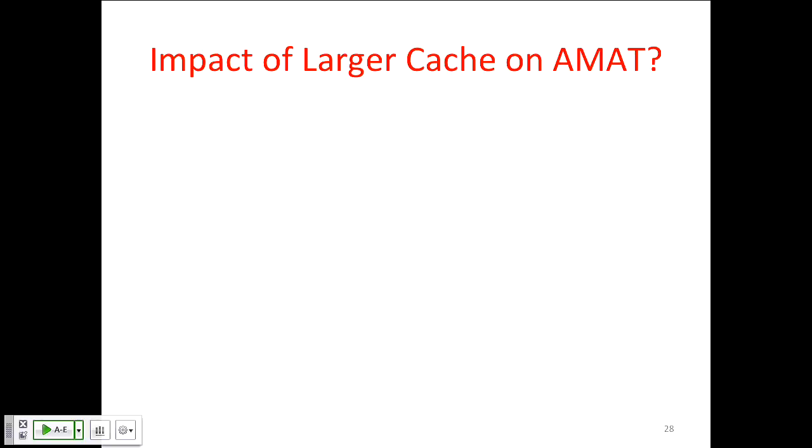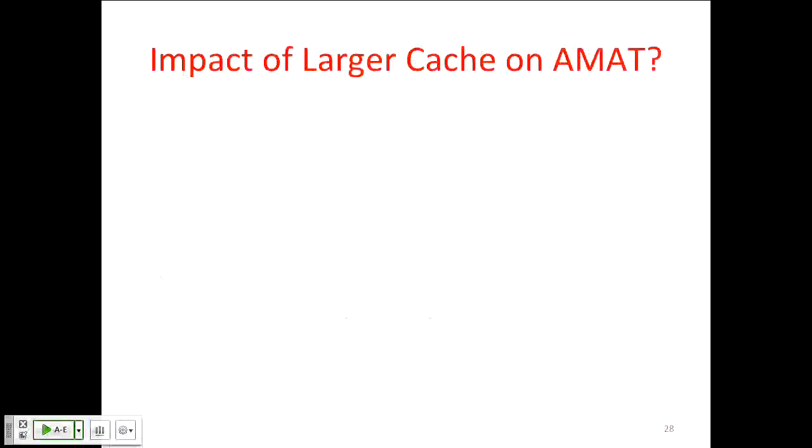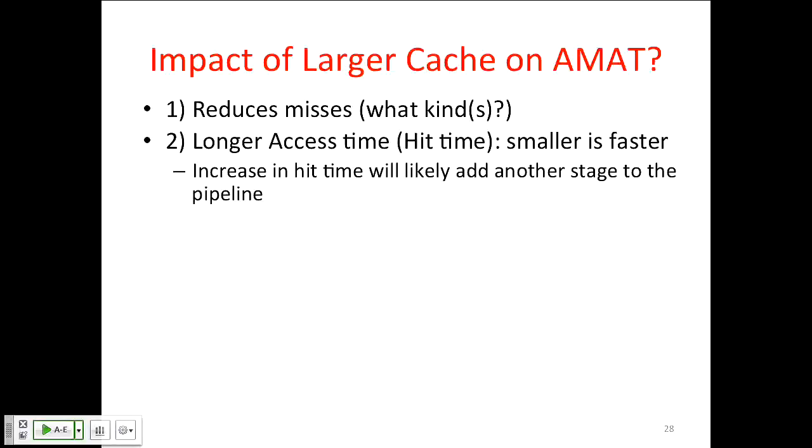So what's the impact? Notice we had bigger cache and smaller cache here. Let's look at the impact of a larger cache on average memory access time. First of all, we know it reduces misses. So what kind of misses? A bigger cache reduces what kind of misses? Capacity. What else? Conflicts, right? Capacity and conflicts, because it's less likely two things map to the same place.